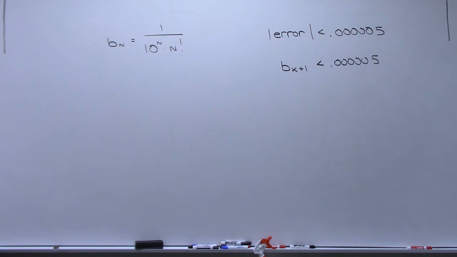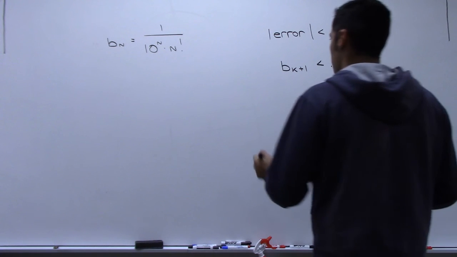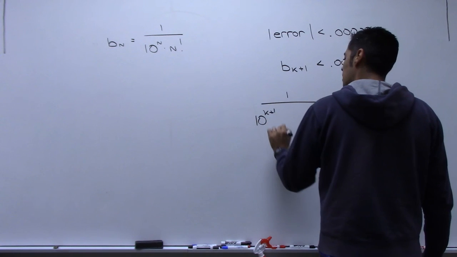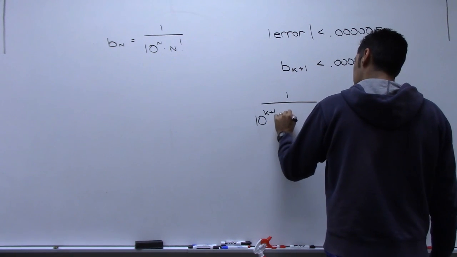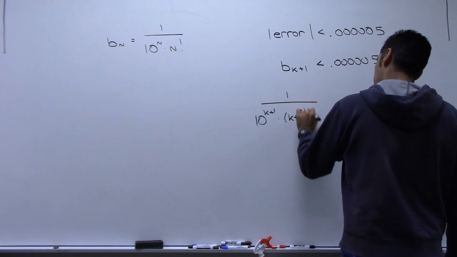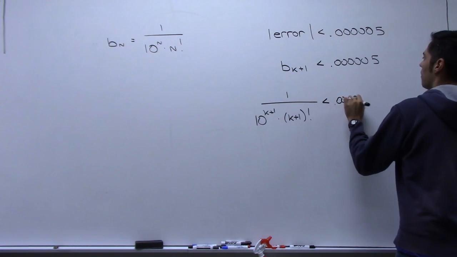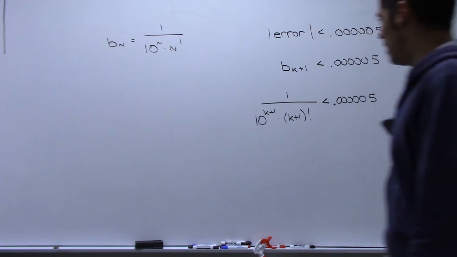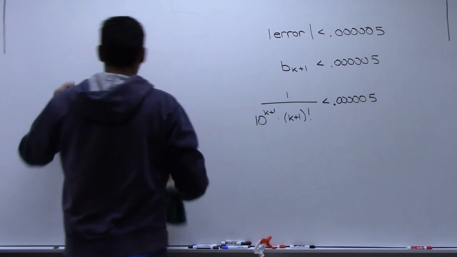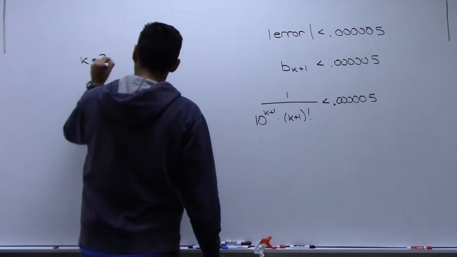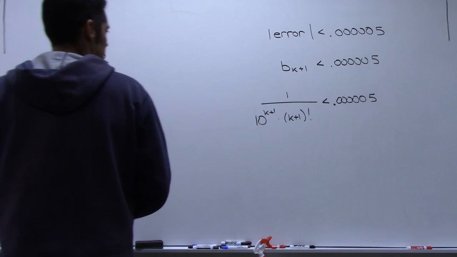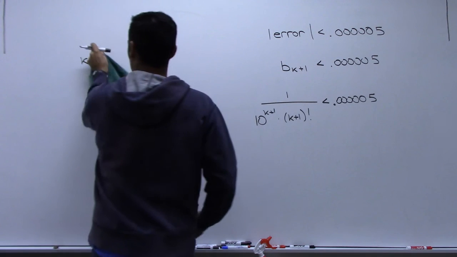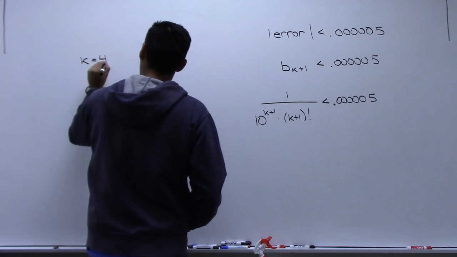And now I figure out what b sub k plus 1 is, which is 1 over 10 to the k plus 1 times k plus 1 factorial. I need that to be less than this. And now I try some values of k. Let me start with 2, okay? Just guessing that 1's not going to be enough. You know what? Let me start with 3. 4? Let's start with 4. I just don't want to spend too much time on this.